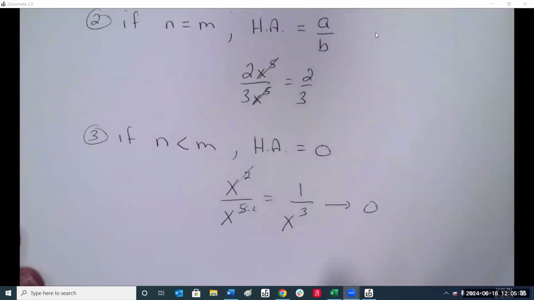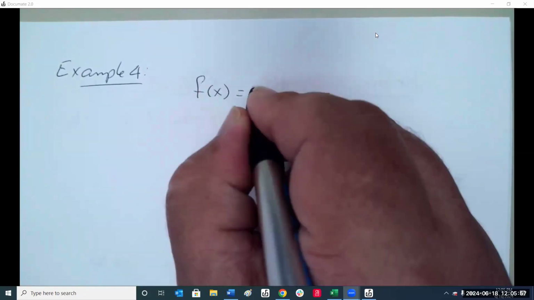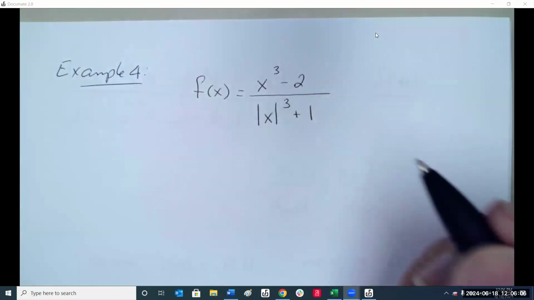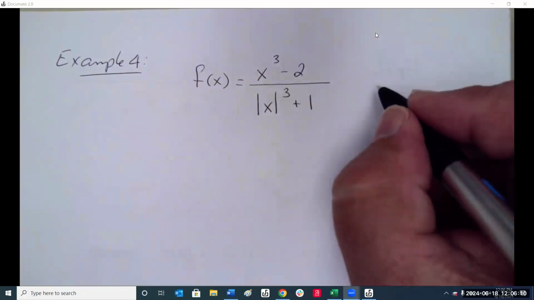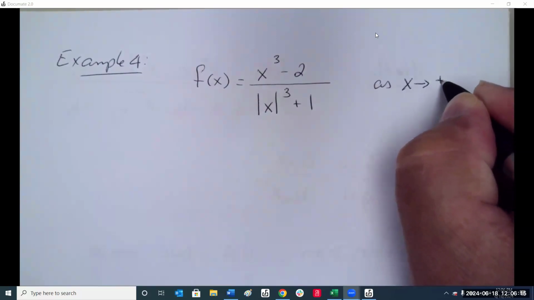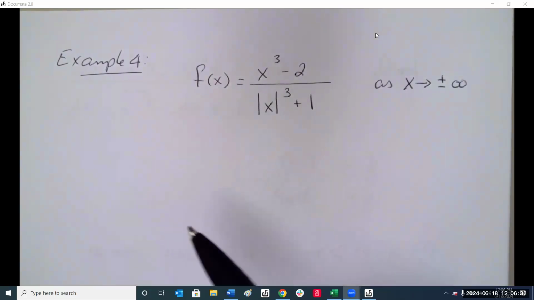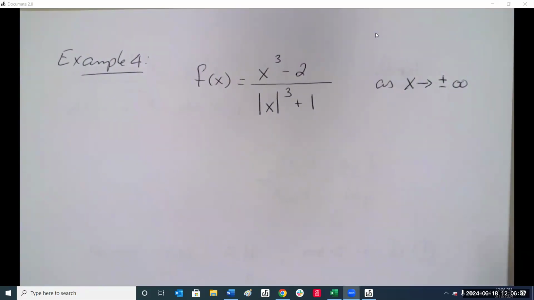Example 4. Find the horizontal asymptote of the graph, as x goes to positive and negative infinity. Because you have to try both ways. It's the same as finding continuity. You have to find as x approaches from both directions. If you're looking to find the horizontal or vertical asymptotes, then you have to look at both directions. So what can you tell me here?